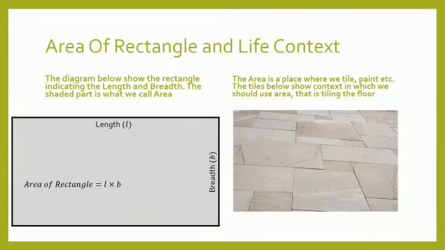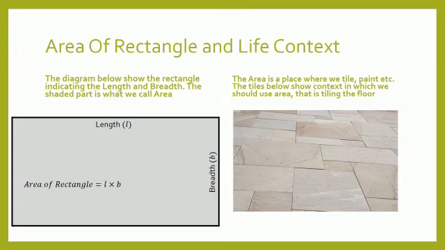Area of rectangle and live context. The diagram below shows the rectangle indicating the length and the breadth. The long side there is representing the length, denoted by L. The other one on the other side is the breadth, denoted by B. And we say the area of a rectangle is length multiplied by breadth. That means the shaded part is length multiplied by breadth.